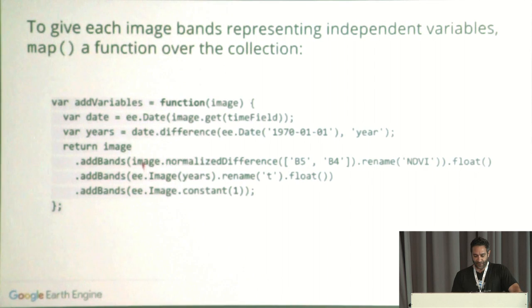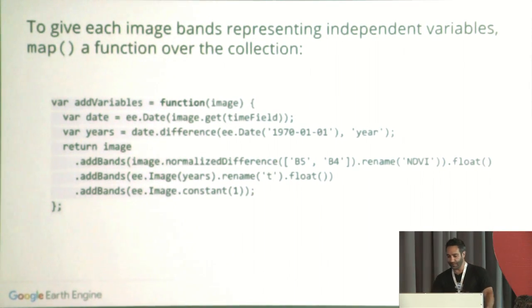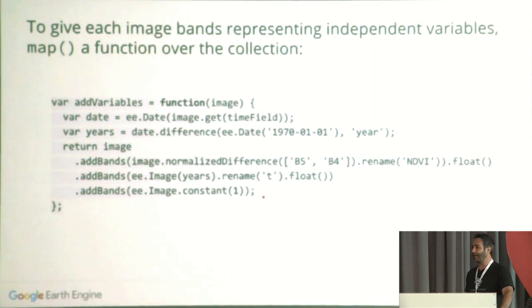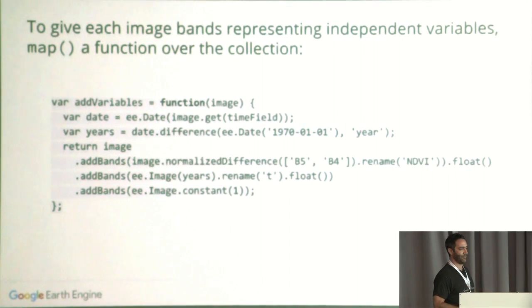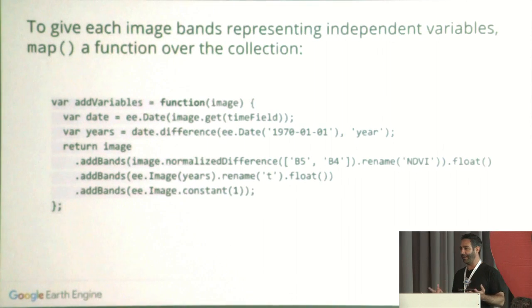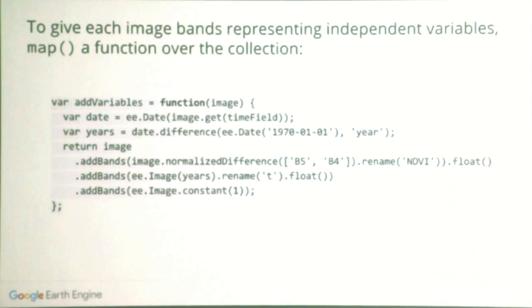What do we have? We have our image, and we're going to add NDVI to it. So just normalized difference on the image with these bands. And I'm going to rename it NDVI and cast it to float. And then I'm going to take the years variable, which again is fractional years since 1970, rename that T and cast that as well. And lastly, add a constant. So when you say ee.Image.constant(1), this makes a constant image in which every pixel stores a 1. This is analogous to adding a column of 1s to your design matrix in something like R or MATLAB or your statistical software of choice. So that's it. This is the dependent variable, and these are the two independent variables. And once we've mapped this function over the collection, each image will have all the variables that we need in it.